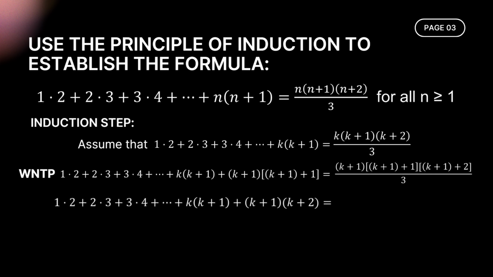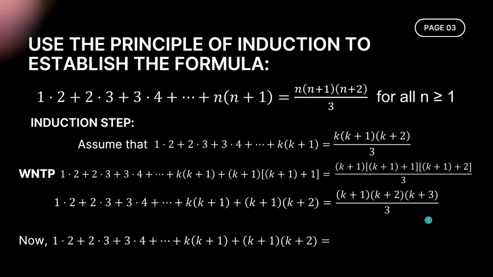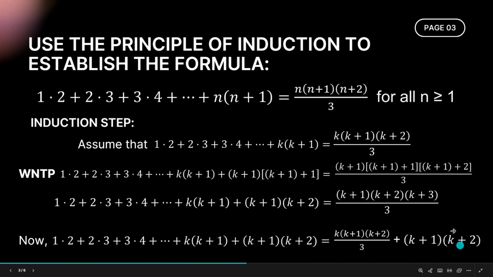To simplify the left-hand side, we get k plus 1 times the quantity of k plus 2. To simplify the right-hand side, we get k plus 1 times the quantity of k plus 2 times the quantity of k plus 3 all over 3. Now, 1 times 2 plus 2 times 3 plus 3 times 4 plus ellipsis plus k times the quantity of k plus 1 plus k plus 1 times the quantity of k plus 2 is equal to k times the quantity of k plus 1 times the quantity of k plus 2 all over 3 plus k plus 1 times the quantity of k plus 2.